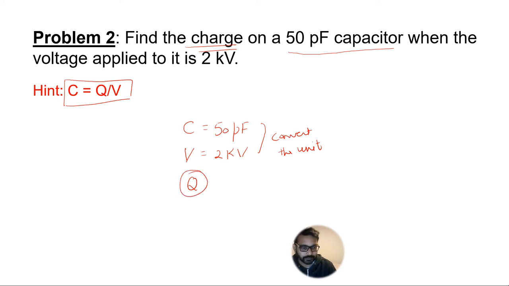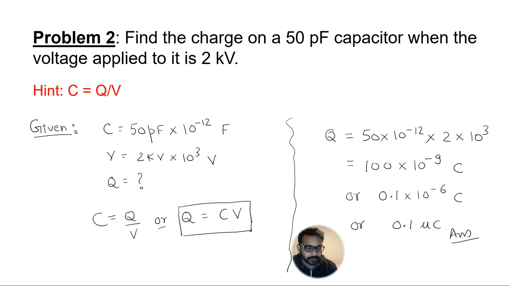So let's look at the solution of this. The capacitance is given as 50 picofarads, so I have converted it into farads by multiplying with 10 to the power minus 12, and the voltage was given as 2 kilovolts. Again I have converted it into volts by multiplying it with 10 to the power 3. Now, using the formula, the relation between capacitance, charge and the supply voltage, I have modified it to find the value of charge. So charge Q will be equal to the capacitance multiplied by voltage.